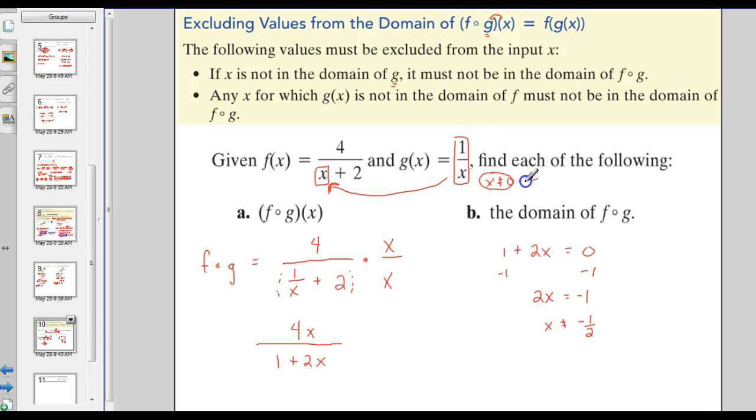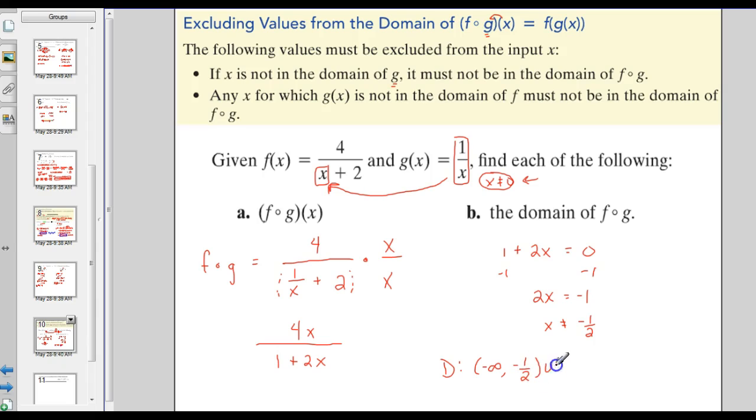So the original restriction for g is always excluded. The restriction for f of g, once you compose them, if we have a new restriction, it's included. So the domain here is going to be negative infinity all the way up to the smaller of the two restrictions, which is negative a half.